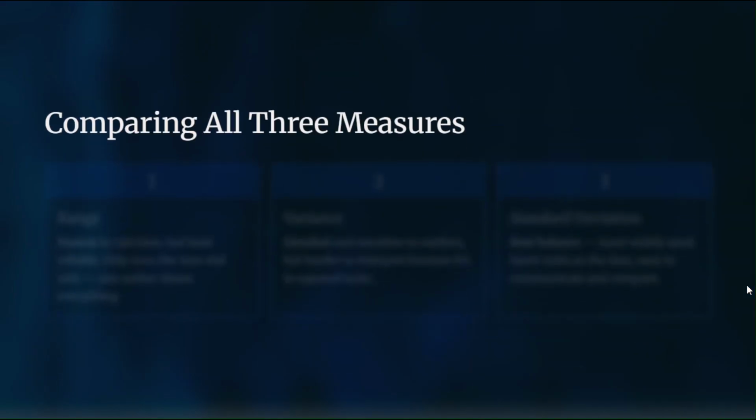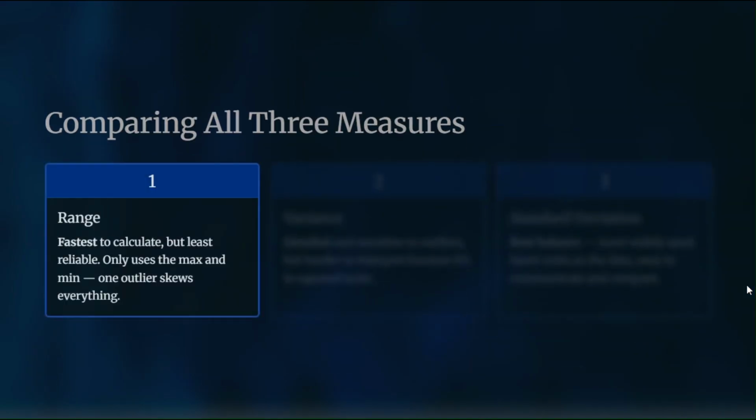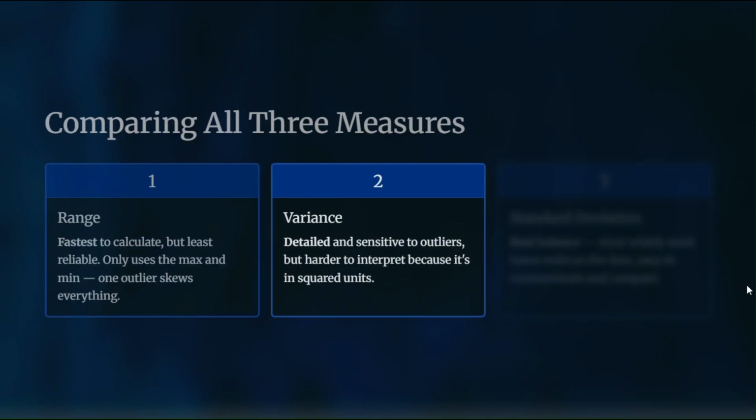So here's a quick recap. The range is a quick snapshot of the spread. It's easy to calculate, but least reliable because it's sensitive to extreme values. The variance is the average of squared distances from the mean. It's a detailed measure. Outliers carry extra weight though due to squaring.